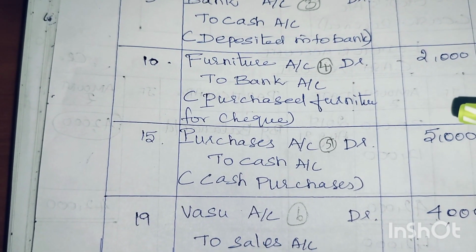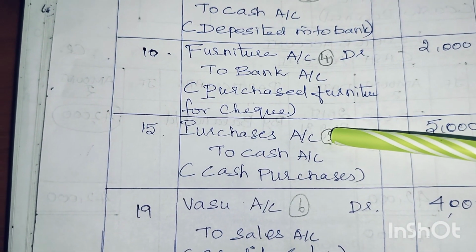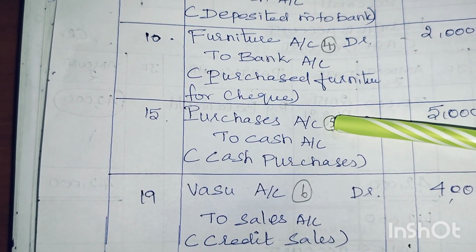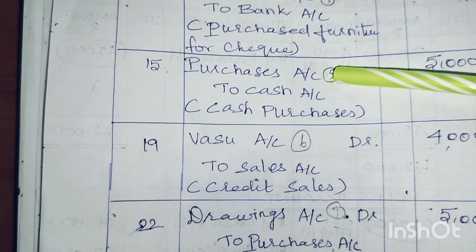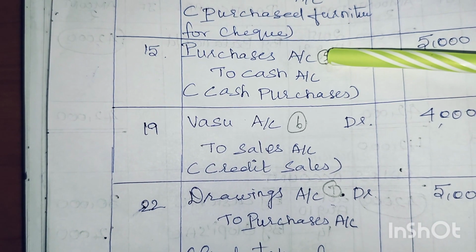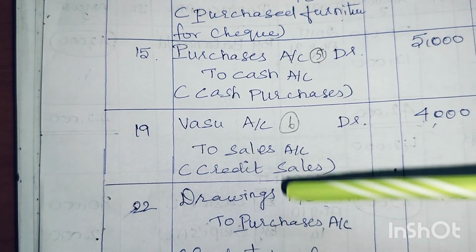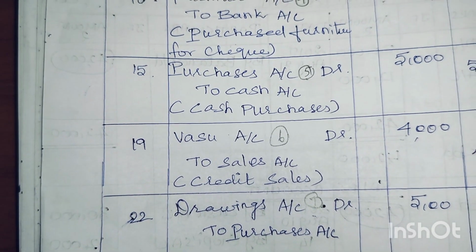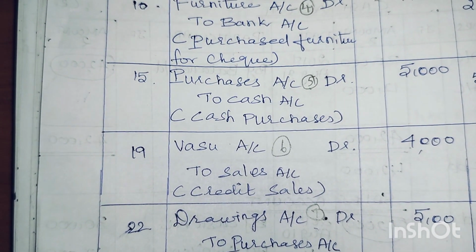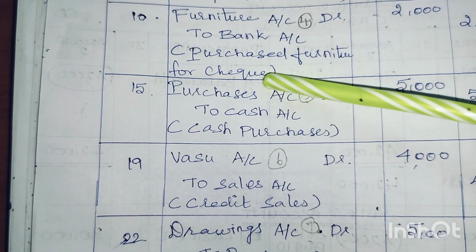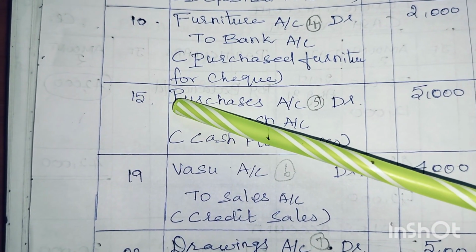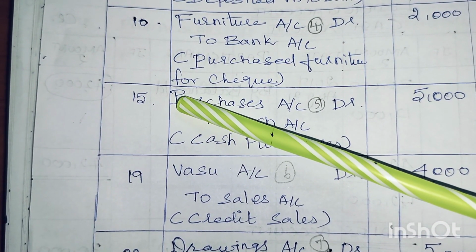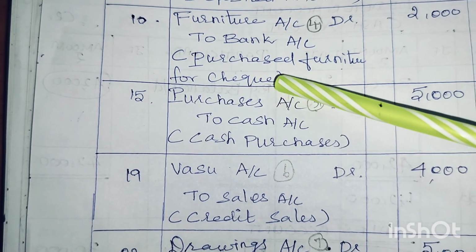Next we are going to post the respective account, whose name is purchases account. Before that, how many purchases transactions appear in the journal entries? There are 2 purchases transactions in the journal entries. When did the first purchases transaction appear? It is on October 15. On which side is the purchases account? The purchases account is on the debit side.